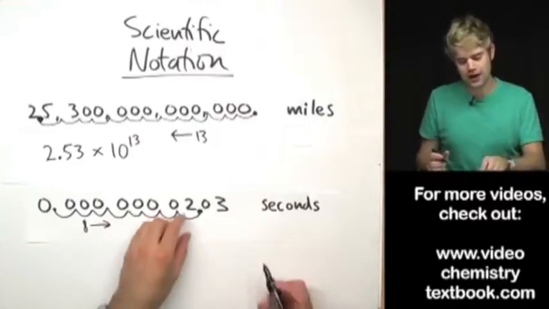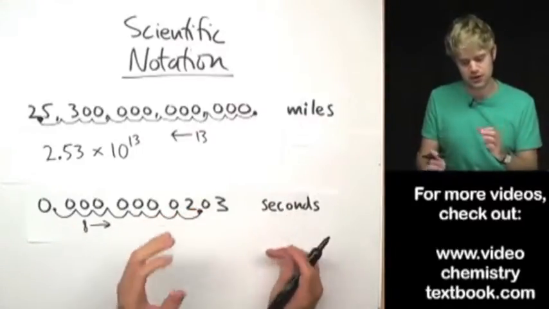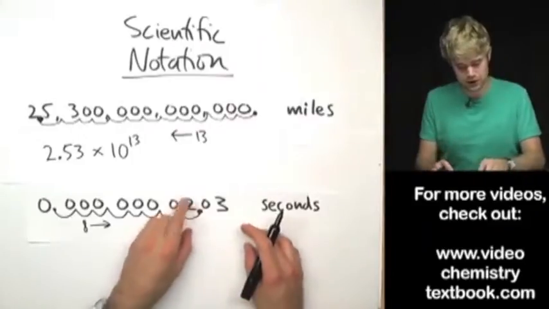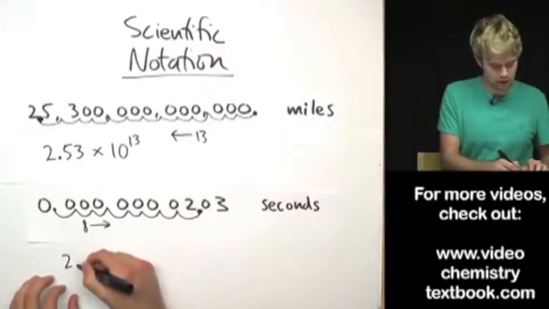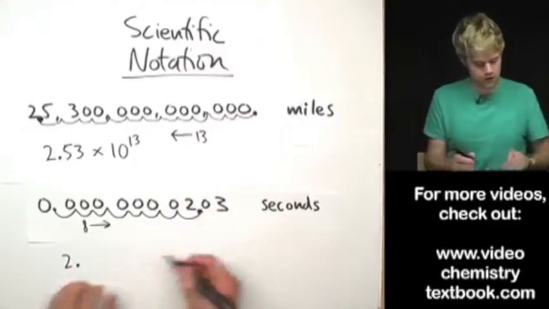Now I rewrite my number with the decimal place in its new position. Okay, so it's going to be 2.03.